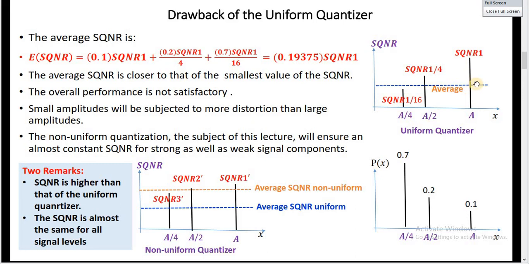As we can see, the average value of the signal to quantization noise ratio is well below the highest value, which is this one. It's only less than 20% of the maximum value. So the average signal to quantization noise ratio is closer to that of the smallest value. It's very close to this value because this value has the highest probability of occurrence. The overall performance, of course, is not satisfactory.